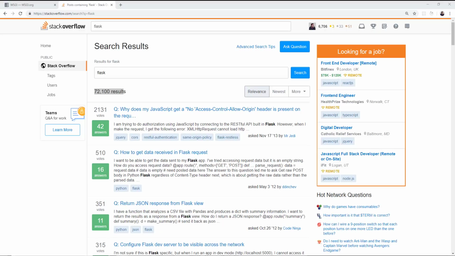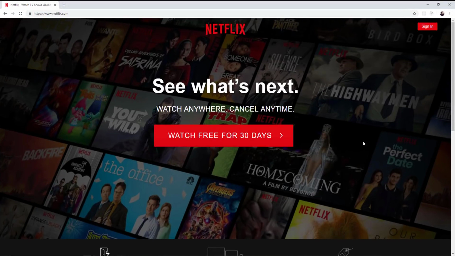Now, I mentioned some of the websites that are using Django and have used Django, but it would be unfair to not also mention some of the websites that are using Flask. And some of those websites include Netflix, Lyft, Rackspace, and Airbnb is also using Flask.